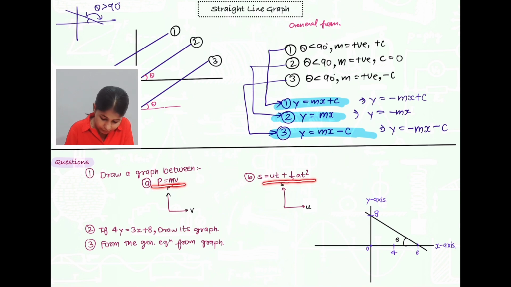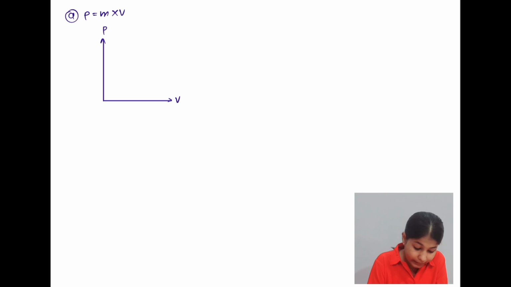P and MV and S is equal to UT plus half of AT square. Here you have to make the graph between P and V and S and U. Okay? Let me draw this in my next page. So our question is given that P is equal to M into V. It is given and it is asking that if I will make a XY graph, XY axis, then what type of graph it will be, and you have to plot graph between P and V.